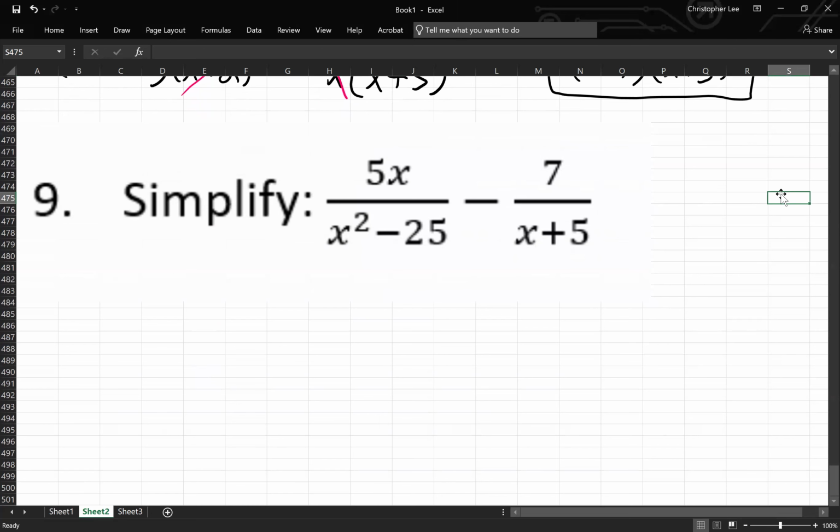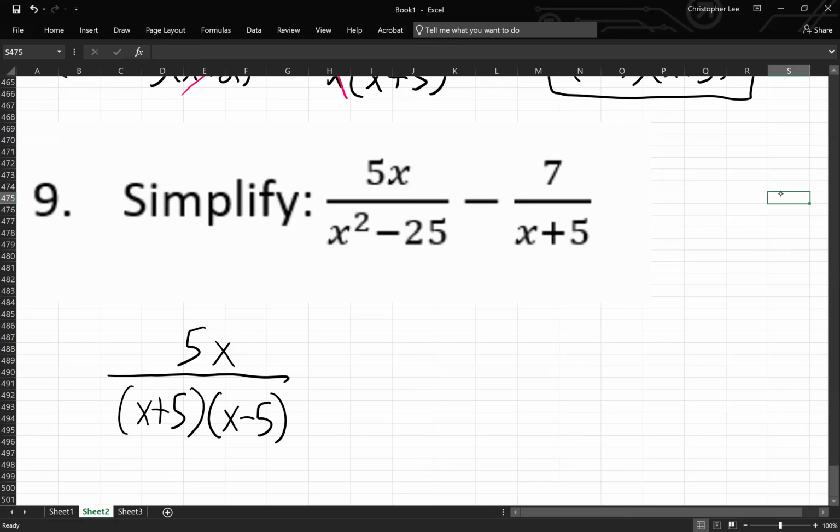Factor on the bottom. Okay, factor the bottom. I like that. So I'm going to have 5x over what? x plus 5, x minus 5. Good. Minus 7 over x plus 5. What should I do next? I like that. Yeah, you got it. Go ahead.